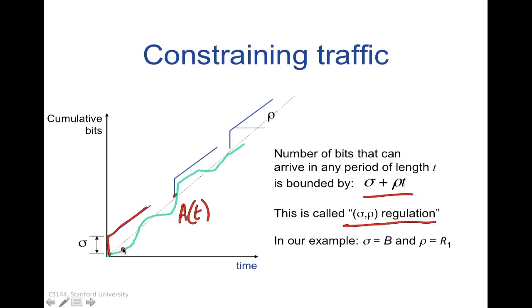You can see that A of t has quite a lot of leeway on how it fits under that. It just must never exceed it starting from any one point. So in our example, sigma equals b and rho equals r1. And the only reason I'm telling you about sigma rho regulation is that you'll find it commonly described in textbooks as sigma rho regulation. And in our example, I just happen to use b and r1 for the queue I was looking at.